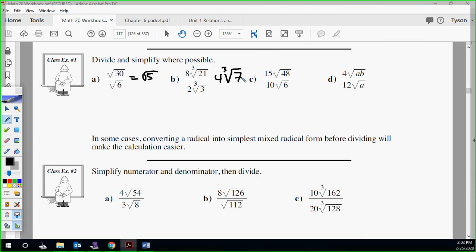Okay, 15 over 10 is simplified to 3 over 2. Then we have radical 48 divided by 6 is 8. And we can break the 8 down, however. 4 times 2. Pull the 4 out as a 2, which cancels this 2 here. 3 cube root 2 is what's left when you simplify that one.